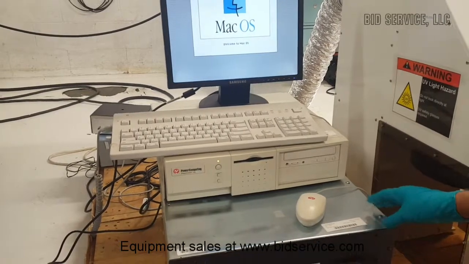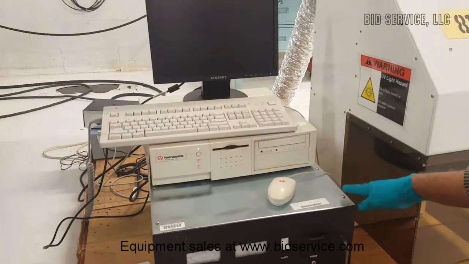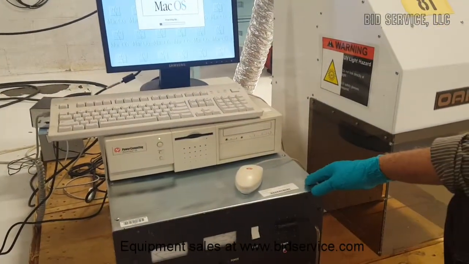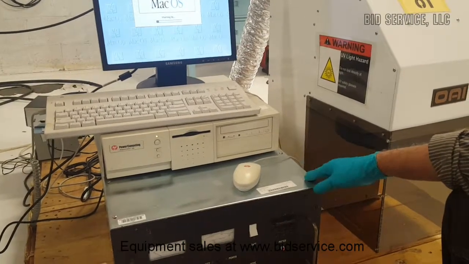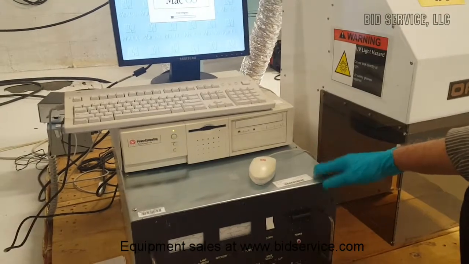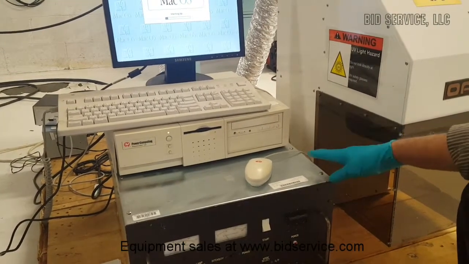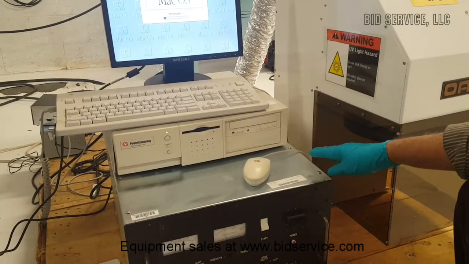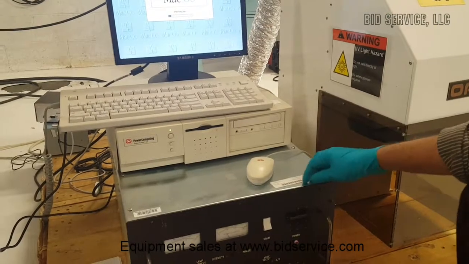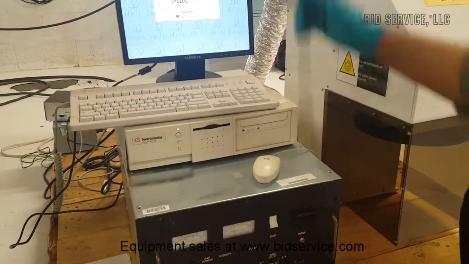OAI exposure system. This system comes with a high wattage arc lamp and power supply. The system should be turned on using a 208 three-phase power supply to the lamp power supply. And the system includes a PC with Mac OS.